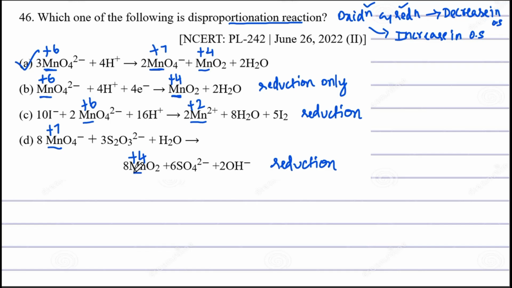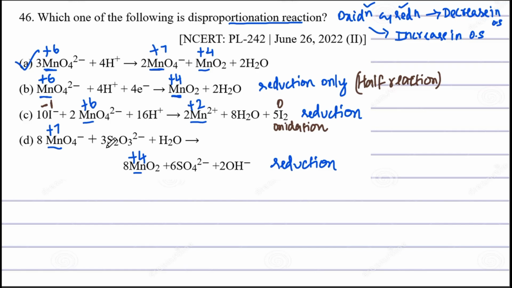Now we will see which element undergoes oxidation. So the option B given is a reduction half reaction. So this is a half reaction, so we can't see which element is oxidized here. Then in option C, the oxidation state of iodine is -1 in reactant, and in product it is 0. So from -1 to 0 is an increase in oxidation state. So here iodine undergoes oxidation.